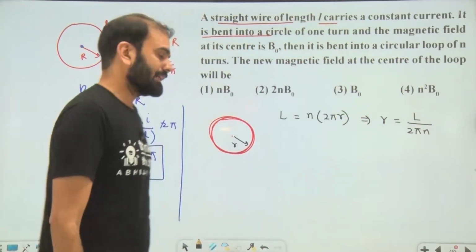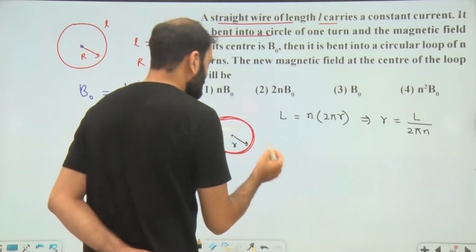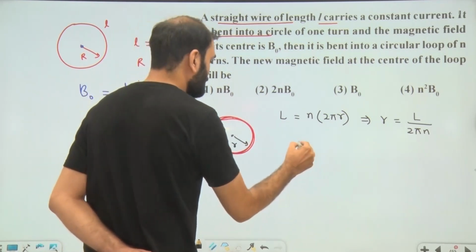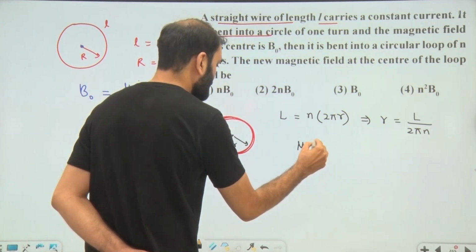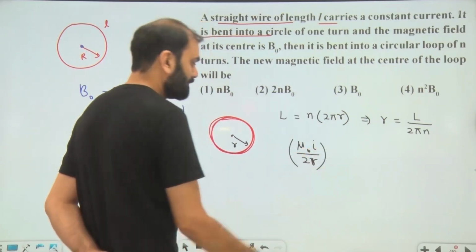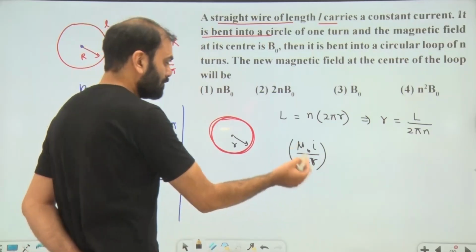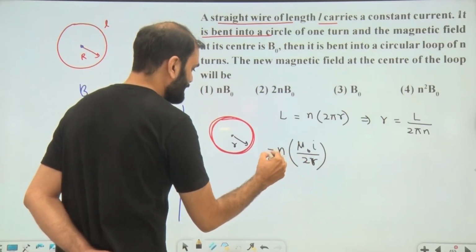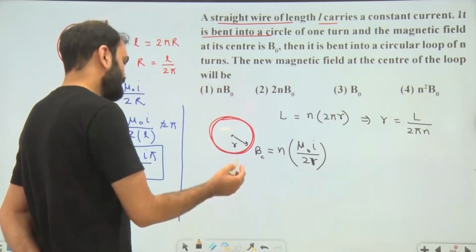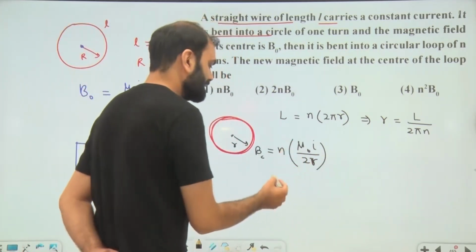Now the magnetic field you have to calculate due to these n rings at the center, that will be equal to mu naught into I upon 2r. This is due to only one ring, only one loop. There are n such loops, so you just multiply it by n, and you will get the magnetic field at the center of the loop in that case.